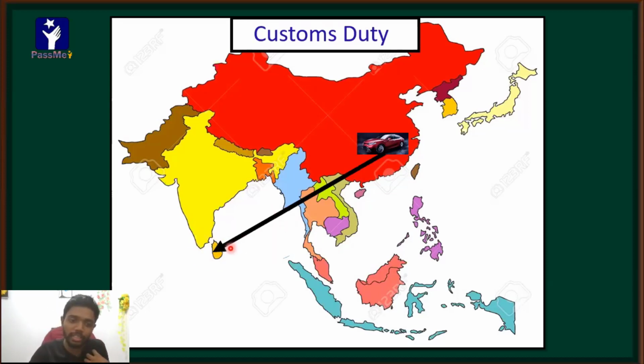When importing from China to Sri Lanka, sometimes the most 100%, so all the vehicles or any kind of things that come to Sri Lanka have to pay a considerable amount of money to the government as a customs duty.